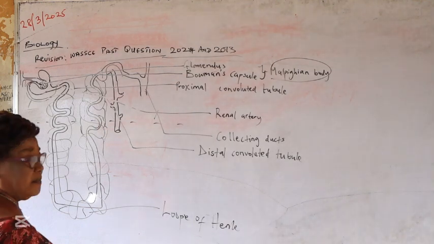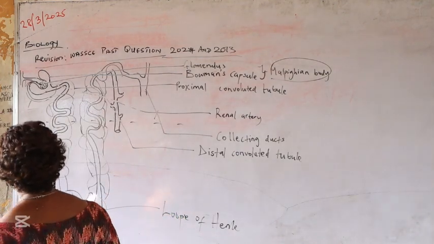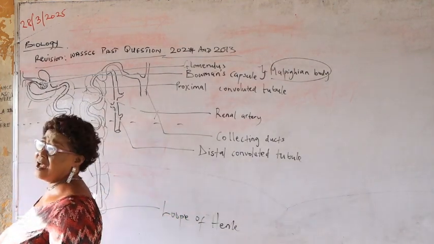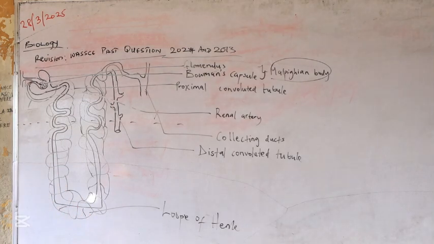The second structure is the Bowman capsule. The Bowman capsule appears as a cup-like structure. What is the function of the Bowman capsule? It contains the glomerulus, which acts as a filter, and it is within that Bowman capsule that ultrafiltration occurs. Is that clear?